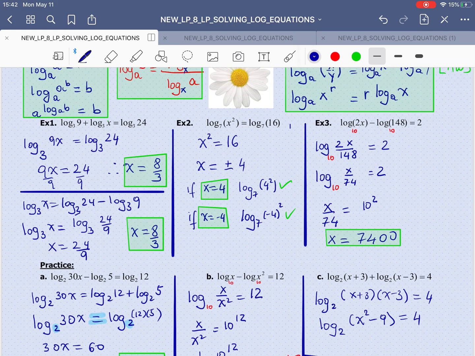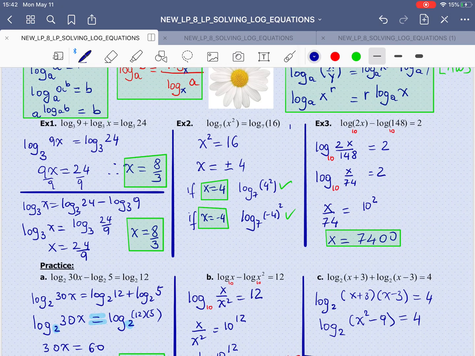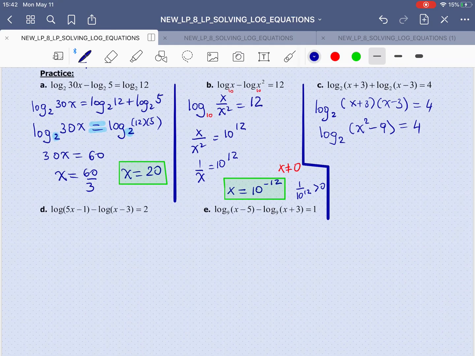So we have to follow the same strategy we did in example 3. And we're going to say that x squared minus 9 equals base 2 to the power of 4. So x squared equals 2 to the 4, which is 16, plus 9. That will make x equal to plus or minus 5. So now let's think about our solutions. We got two of them, x equals 5 and negative 5.